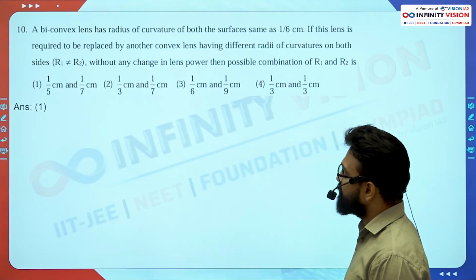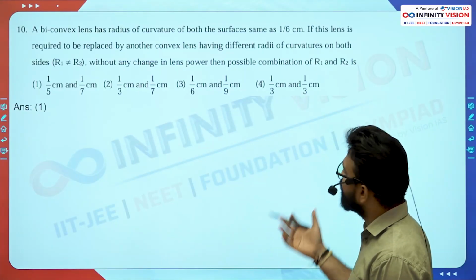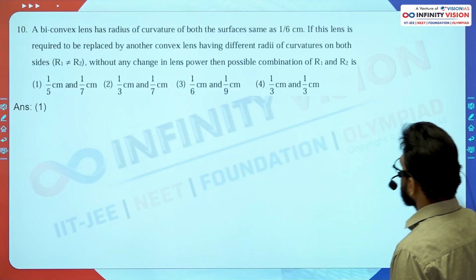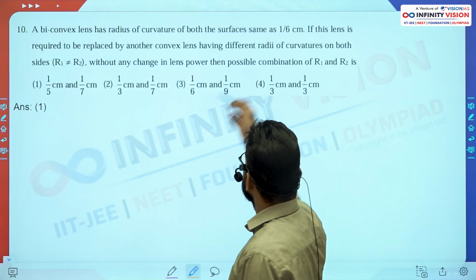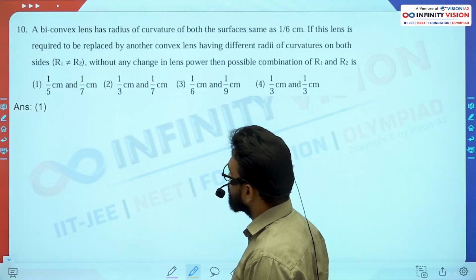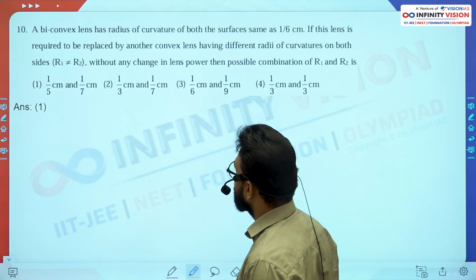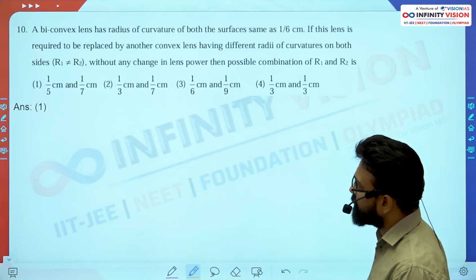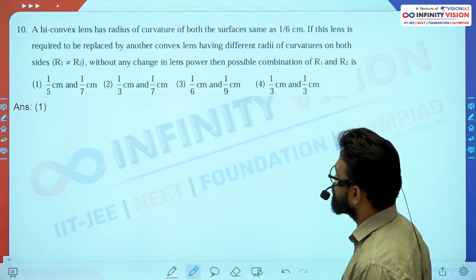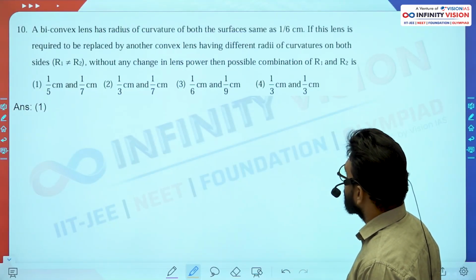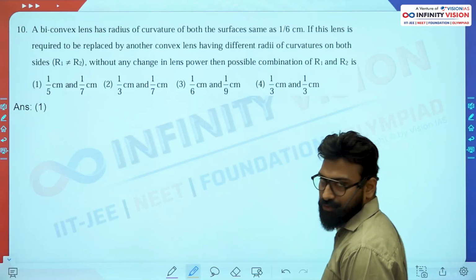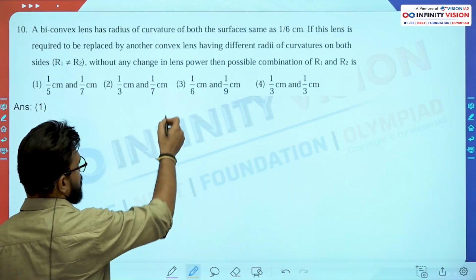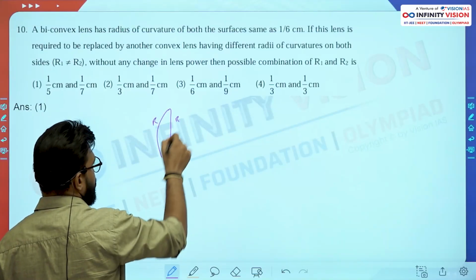Next, a biconvex lens has radius of curvature of both the surfaces the same, 1/6 centimeter. If the lens is required to be replaced by another convex lens having different radius of curvature on both the sides, where R1 is not equal to R2, without any change in the lens power, then possible combination of R1 and R2 would be? So if the power doesn't change, suppose initial curvature of the lens was R and R, both equal.